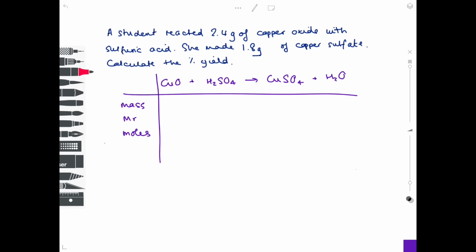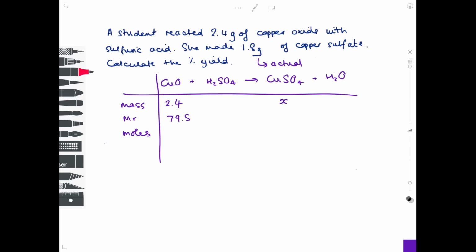So let's start with what we know. We know that we have 2.4 grams of copper oxide, and we have made 1.8. So that is the actual yield, and we need to find out the theoretical yield, which is why I'm going to put an X here. So now it's just a matter of working out the Mr of copper oxide. So do 63.5 plus 16, so use your periodic table for that to work out that its Mr is 79.5.